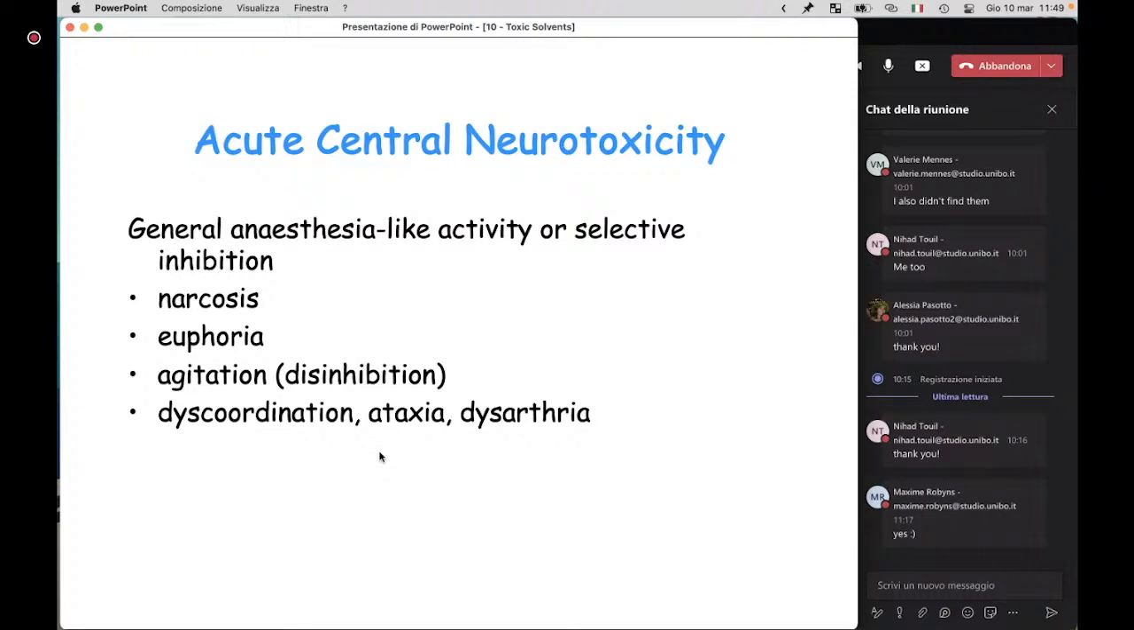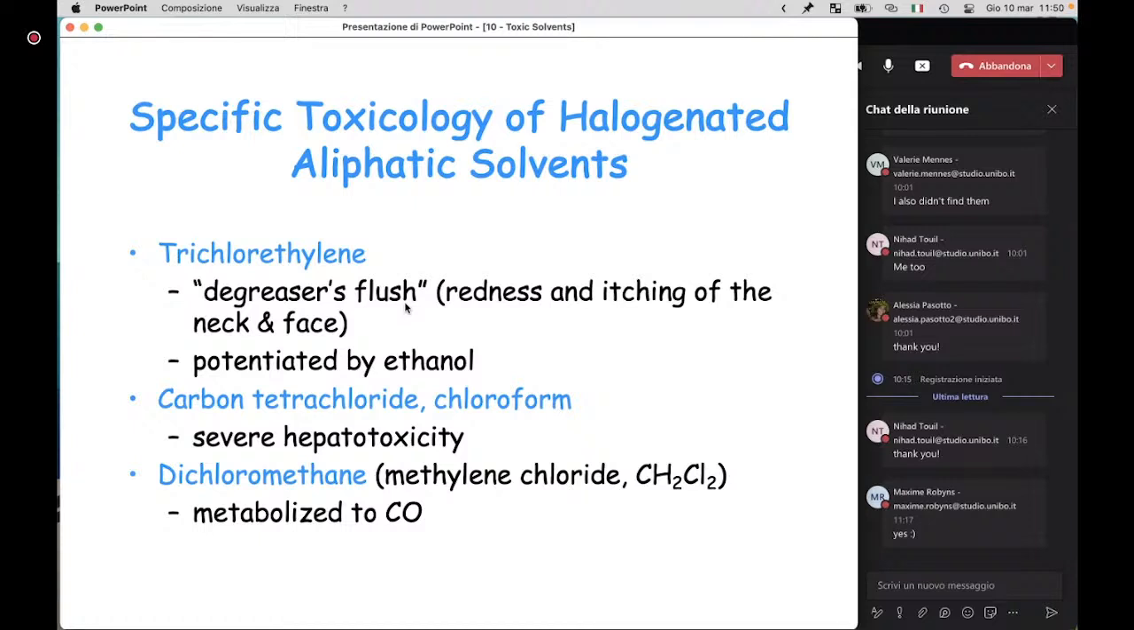Okay, so trichloroethylene is related to the so-called degreaser's flush. Flush means that your skin becomes red, and you feel hot, in particular in the neck and face, and this is called degreaser's flush. You may remember that this kind of solvents are used to degrease, to clean grease and oil from surfaces, in particular in the car industry. So degreasers were people who had the task of cleaning surfaces with solvents. And of course, this is one of the toxic effects.